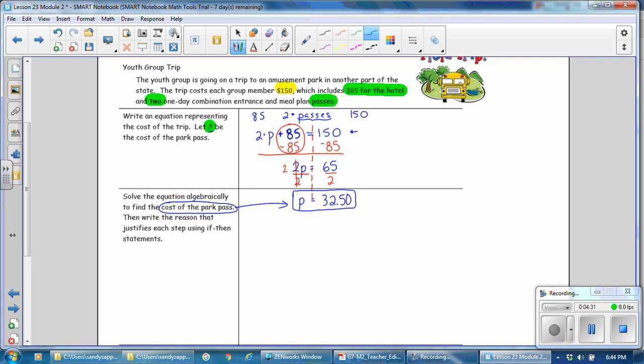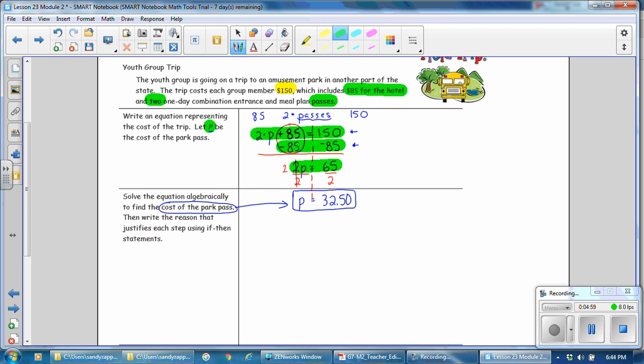Write the reason that justifies each step using if-then statements. So our step right here was subtracting 85 from both sides of the equation, and the if-then statement is: if 2 times P plus 85 is equal to 150, and we subtract 85 from both sides of the equation, then the equation will remain equal.